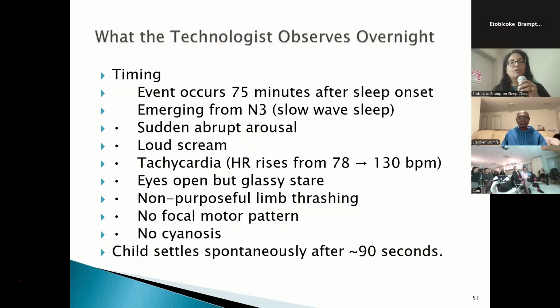What the technologist observed overnight. Timing: events occur 75 minutes after sleep onset, that is the first third of the night. Emerging from N3 slow wave sleep, sudden abrupt arousal, loud scream, tachycardia, heart rate rising from 78 to 130, eyes open but a glassy stare, non-purposeful limb thrashing, no focal motor pattern, no cyanosis. The child settles spontaneously after 90 seconds. Is it a seizure or a non-REM parasomnia?